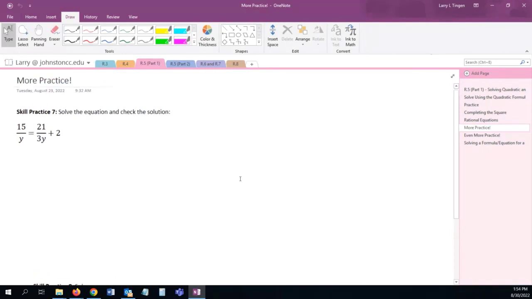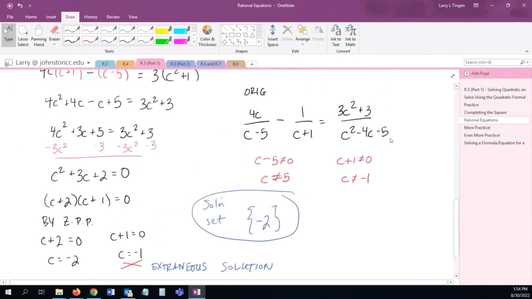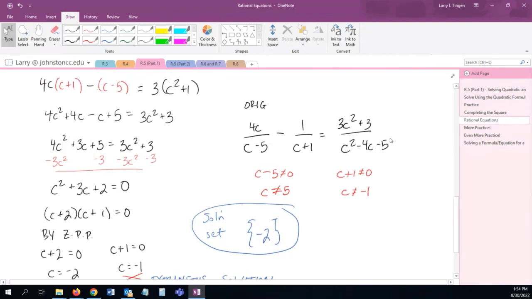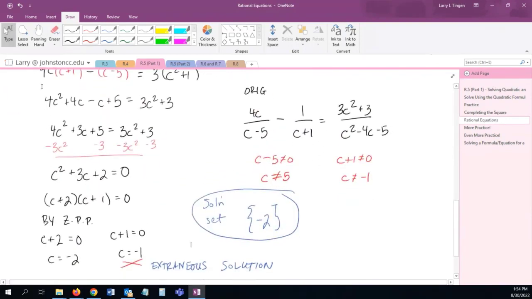Yes. Hang on, let me go back. For 4c squared, I thought it was 4c squared minus 3c squared leaves me 1c squared. So I can't put those together.